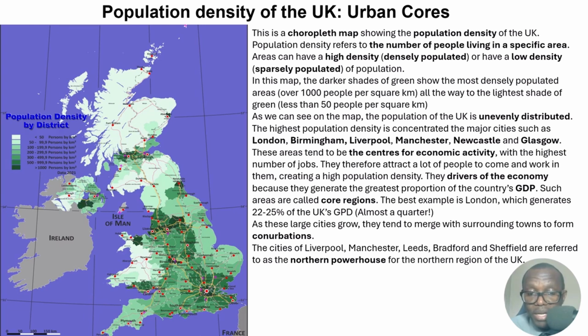They are the drivers of the economy because they generate the greatest proportion of the country's GDP. And we know that GDP is a measure of wealth in a country. It's the total value of goods and services that are sold in that country every single year. So such areas are called core regions. And the best example is London, which generates 22 to 25% of the UK's GDP. That's almost a quarter of all the money that is earned in the UK every single year.